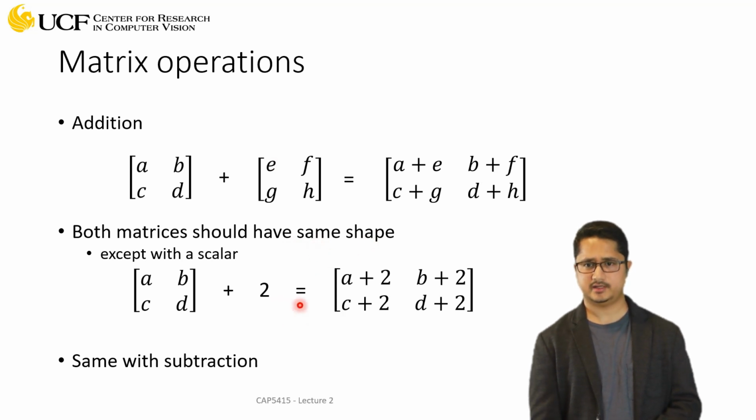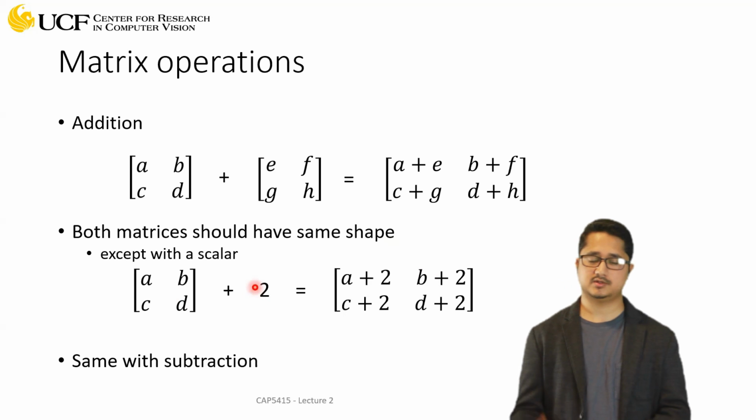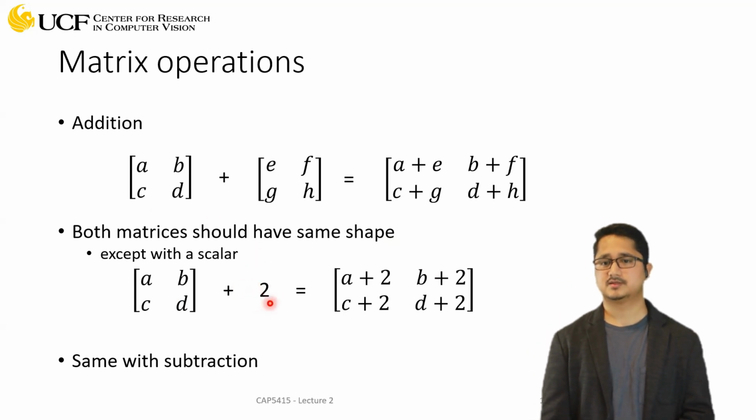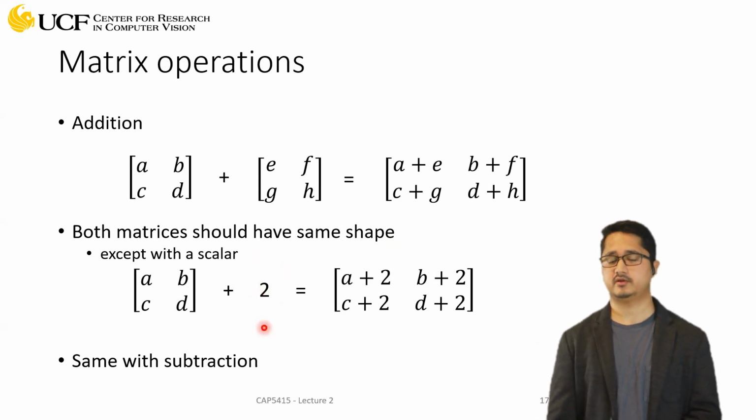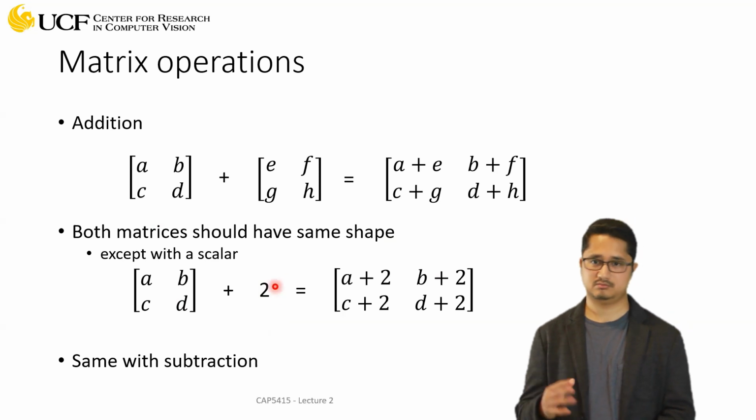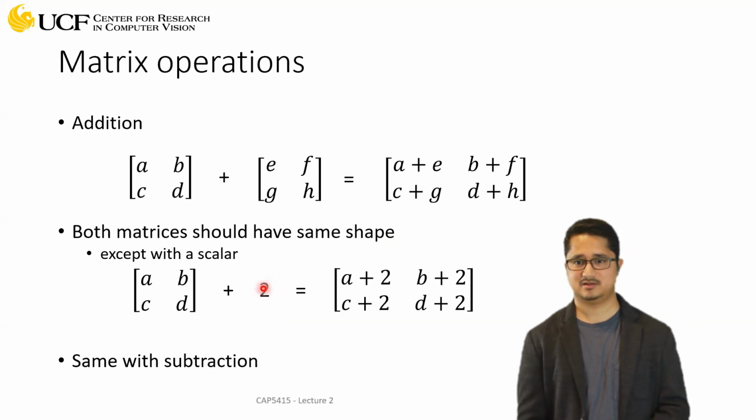And there is a special case where you can also add scalars to your matrices. What will happen in this case is this scalar will be added to all the values in this matrix. This is just a representation, but what's internally happening is this 2 is being converted to a 2 cross 2 matrix, and then you're performing the addition. And the same is true for subtraction as well.